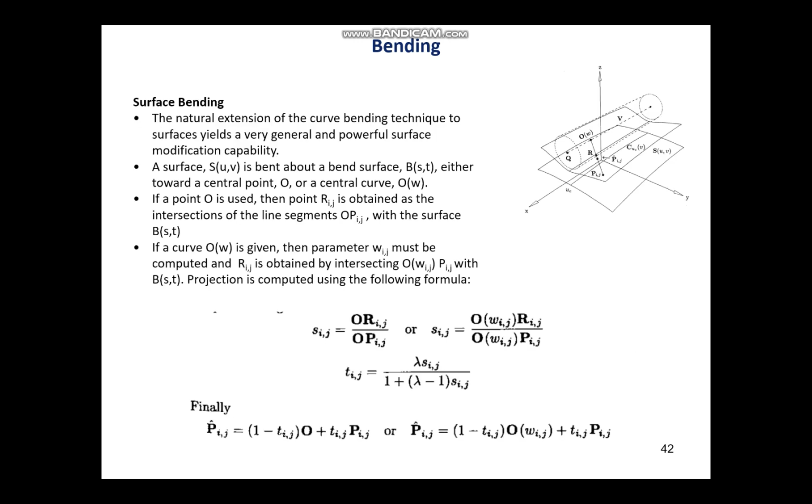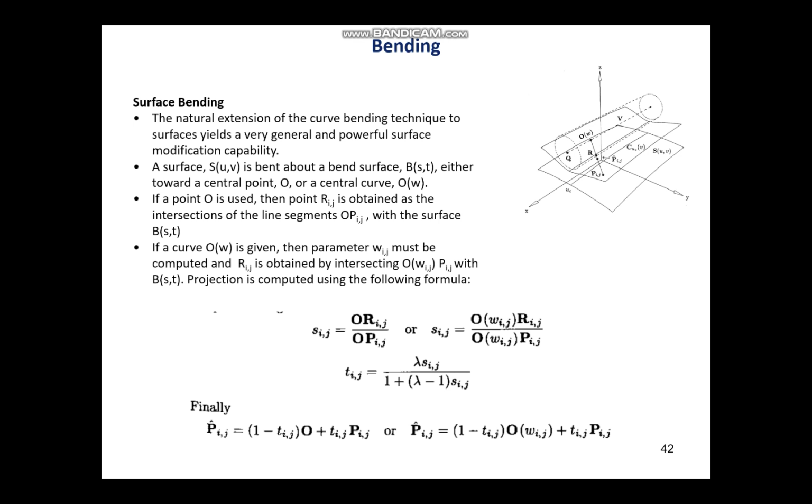Till now we have talked about curve bending, now let's talk about surface bending. The natural extension of the curve bending to surfaces yields a very general and powerful surface modification capability. The surface S(u) is bent about a bent surface B(s,t), either towards a central point O or a central curve O(w).